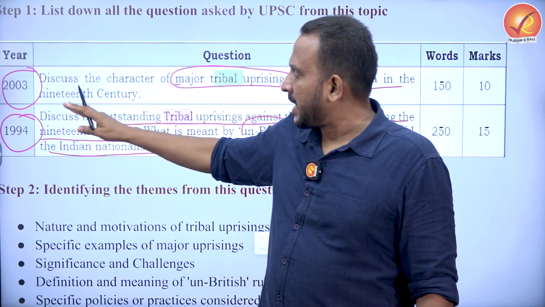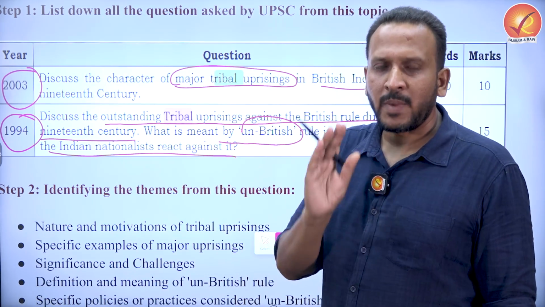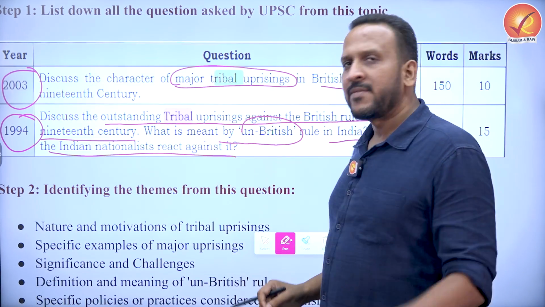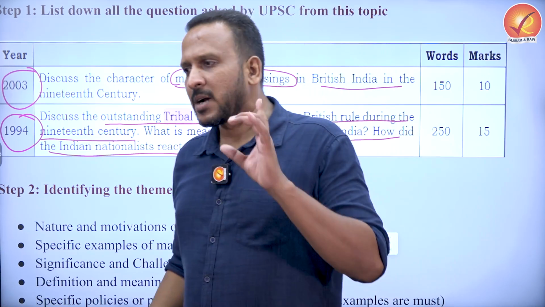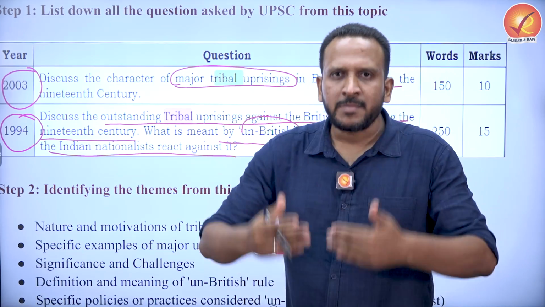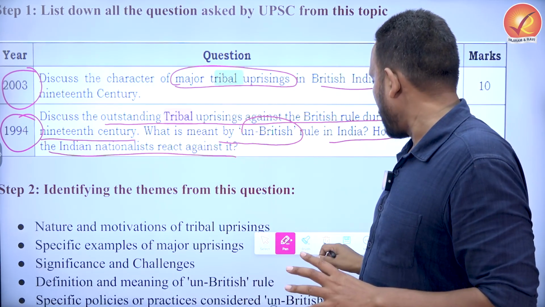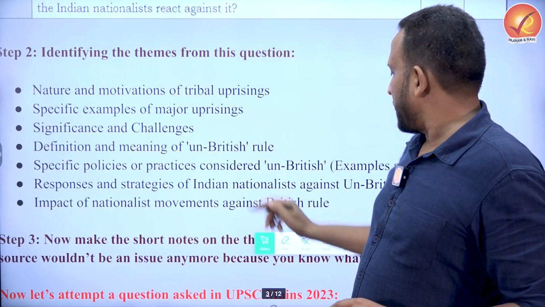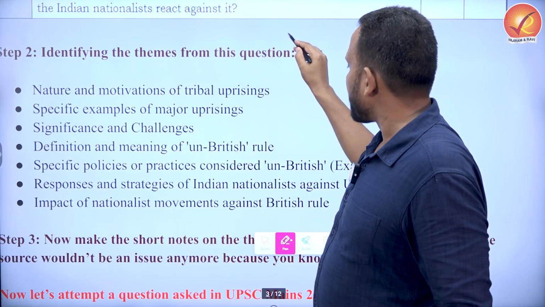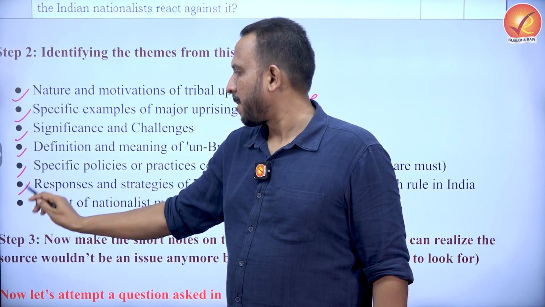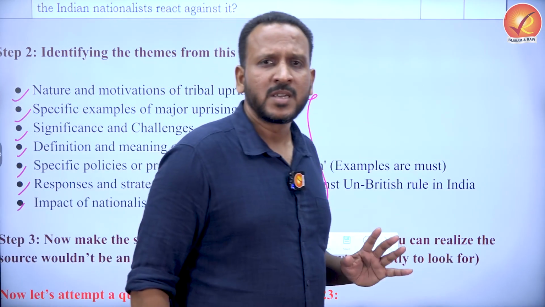So now in step 2, what is my approach? After reading these two questions, I will pick up a pen and paper. Rather than start writing the answer to this question, I will make themes from these questions. So basically, this is my second step. From those two questions, these are the themes I have prepared. Do I need to think about these themes apart from the question?